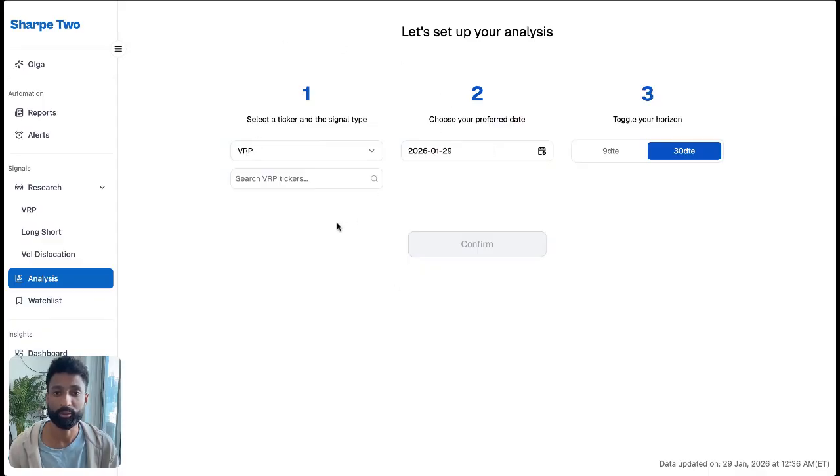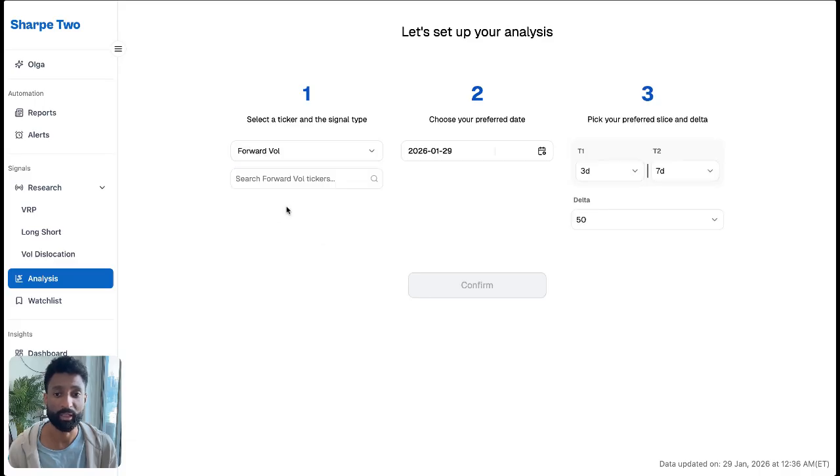So there we are. When you start an analysis from scratch, you will have to follow these 3 steps, pretty logical. The first one is what type of strategy you're looking for. So once again, the 3 areas where Sharpe Two delivers value are VRP harvesting through our machine learning models, long short situations where one ticker against another, their implied volatilities are most likely dislocated, or an actual vol surface dislocation. Because at the moment things are a little bit crazy in gold, let's say that we want to pay attention to that one.